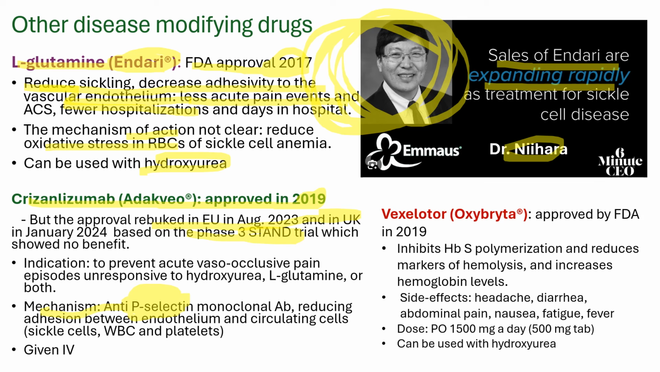Voxelotor, Oxbryta, was approved by the FDA in 2019. It inhibits hemoglobin S polymerization and increases hemoglobin level. That's kind of interesting. It's an oral medicine and can be used with hydroxyurea.